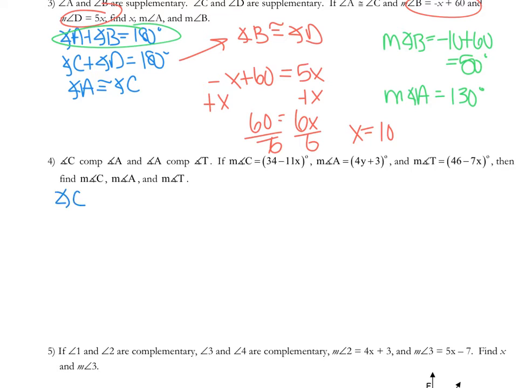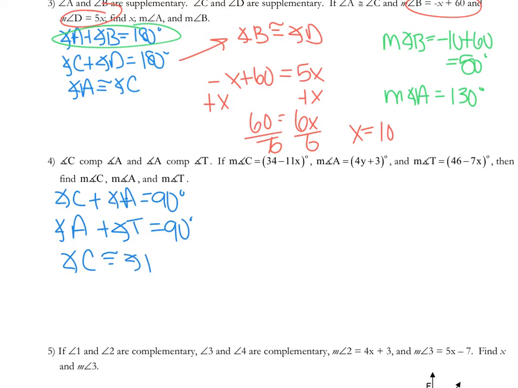Angle C is complementary to angle A, which means they add up to 90. Angle A plus angle T equals 90. So if angles are complementary to the same angle, so both C and T are complementary to the same angle, then the angles are congruent. So we can say that C is congruent to angle T. Okay, so we don't even need to worry about this right now because we know that C and T are congruent.